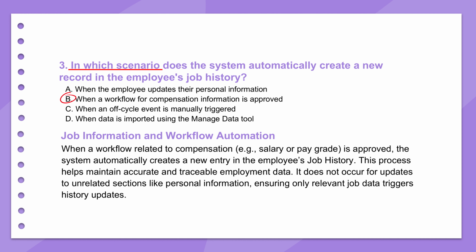Other things like just updating your home address or phone number. Important? Sure, but they don't trigger a new job history record because they don't change the core terms of employment that need that strict historical tracking. Why should you care about this nuance? Because it reveals how these systems maintain vital historical data without manual intervention.